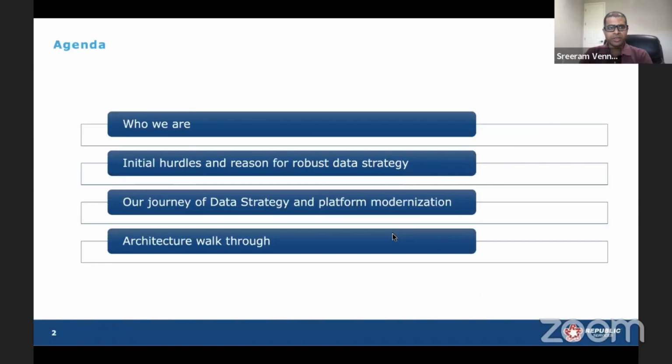So what we're going to talk about today is a brief introduction of who Republic Services is, some of the challenges we initially faced with approaching a data solution, and our journey of how we took our learnings and improved upon them to build a robust data strategy, and also platform modernization, with some architecture and technical walkthrough of the solution.